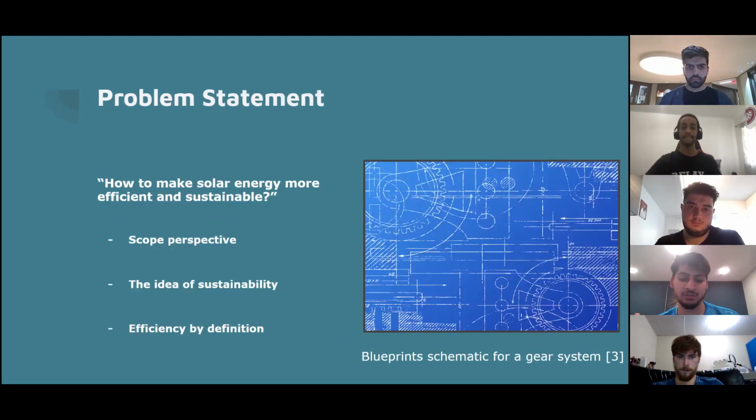When we think about solar energy, one question comes to mind: efficiency. In particular, how to make solar energy more sustainable. Key factors like scope perspective, sustainability, and efficiency all play a major role in solving this question. As we proceed to the next few slides, you will see their significance and how they work in tandem with the mechanics of a solar cell's photovoltaic ability.